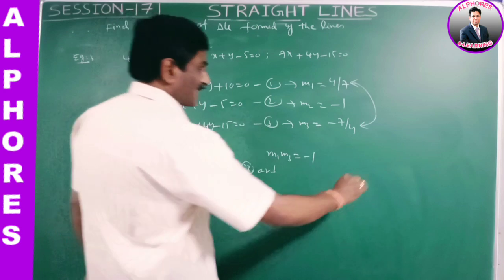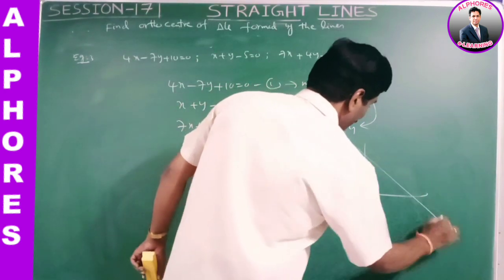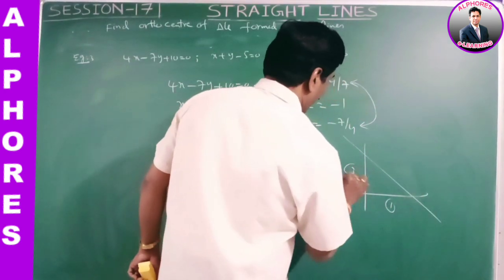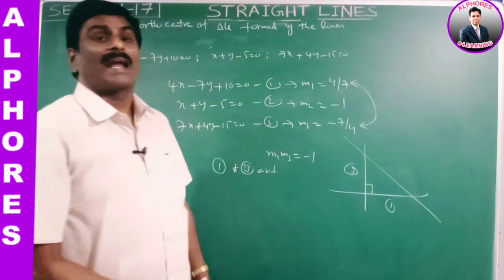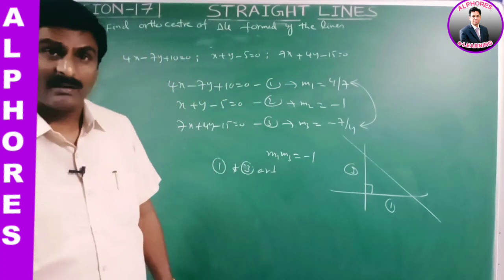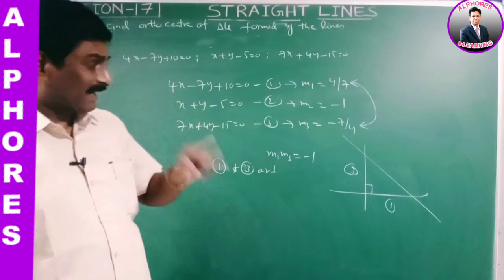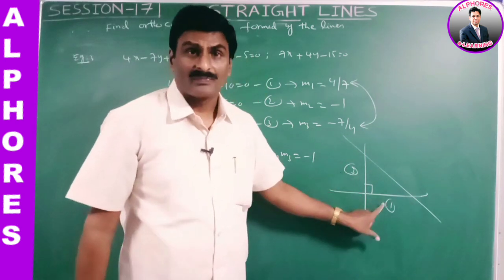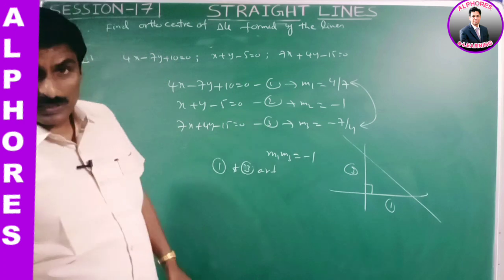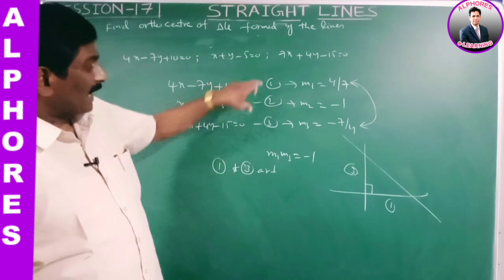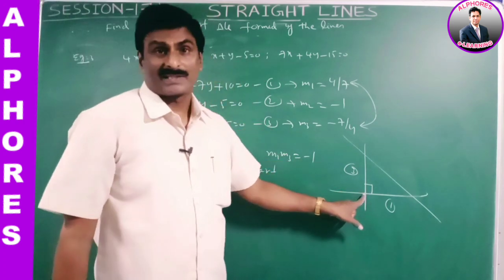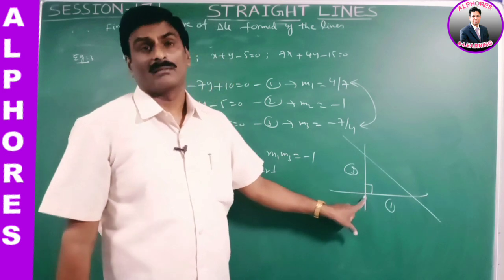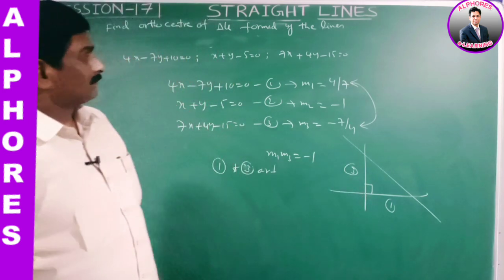If two lines are perpendicular, the triangle formed by these lines is, what is the triangle? Right angle triangle. In a right angle triangle, what is the orthocenter? The right angled vertex. The right angled vertex is nothing but the point of intersection of the lines 1 and 3. So by solving 1 and 3, that right angled vertex is the orthocenter. Please note this. Very, very important.